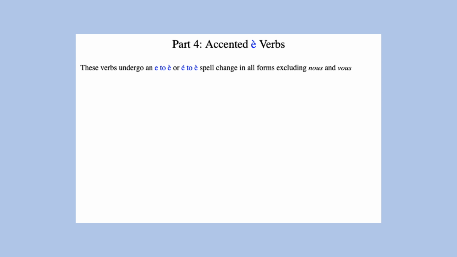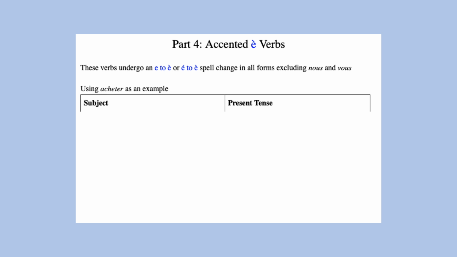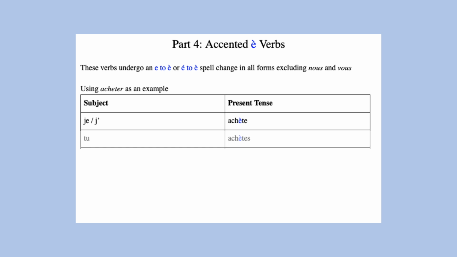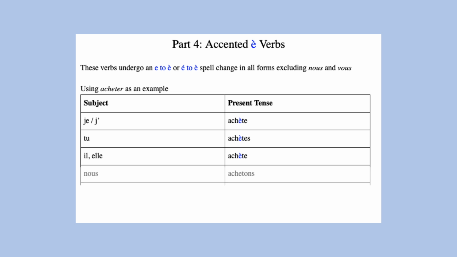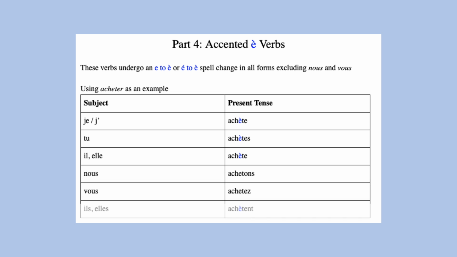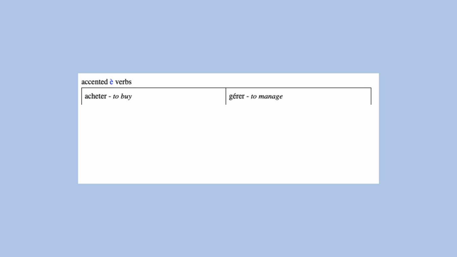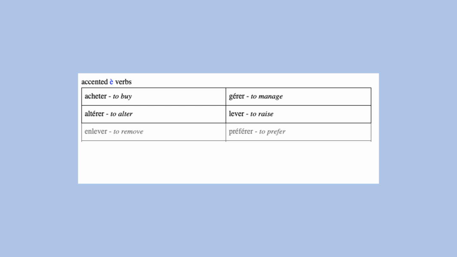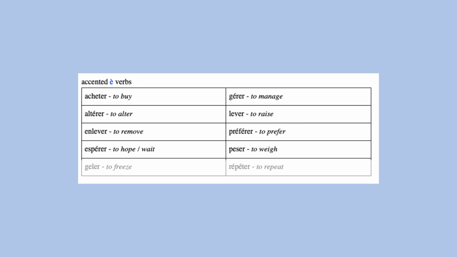Certain verbs have an accent grave on their e in all present tense forms except nous and vous. For acheter, we have achète, achètes, achète, achetons, achetez, achètent. These verbs also follow the accent grave e pattern in the present tense.